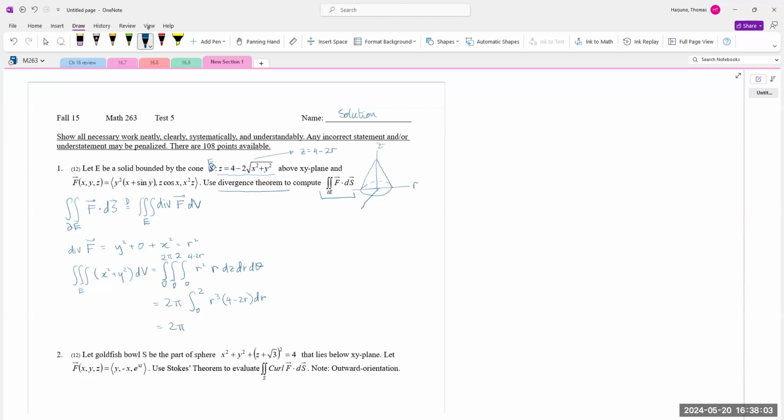That will be r to the fourth minus 2/5 r to the fifth, from 0 to 2. That will be 2 pi, r to the fourth will be 16, and then 1 minus 4/5. That's 1/5 there, so that's 32 pi over 5. That's the answer for question number 1.